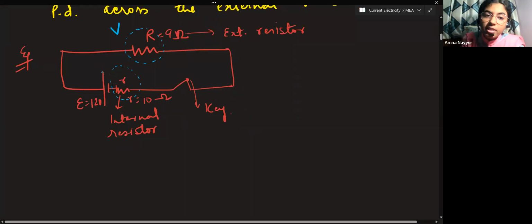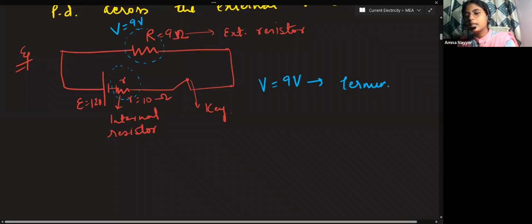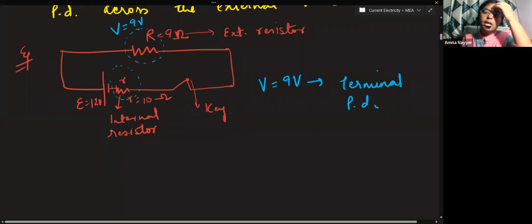Why? Because you have a cell. Electrodes are there, electrolytes are there, and the whole mechanism of electrodes and electrolytes is, I think, already in your chemistry syllabus. So the potential difference that is offered, this is EMF. So let me say this is 9 volt. So V is equal to 9 volt. This is the terminal potential difference.